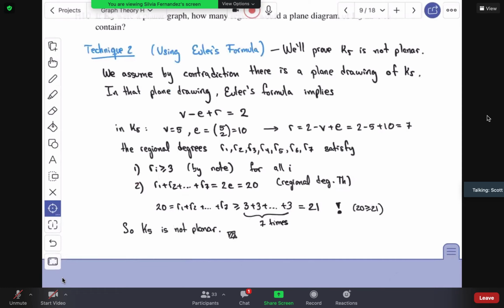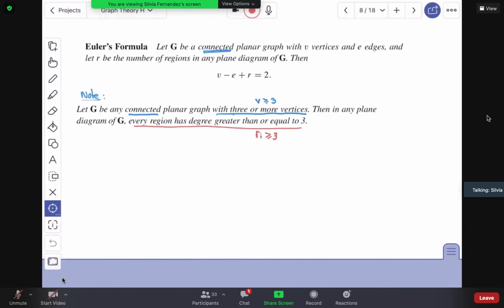Yeah, and just very quickly about this note, if I had 1 or 2 vertices, then this is not true, because if I have 1 vertex, then I have 1 region, and that region has regional degree 1.